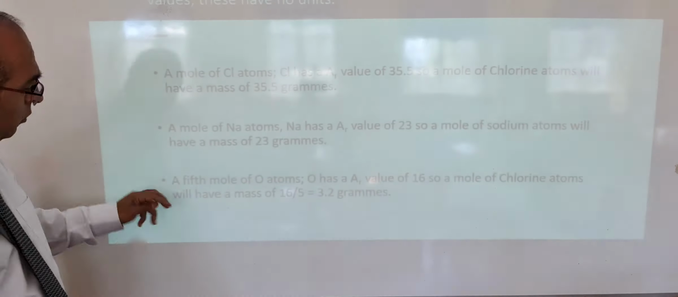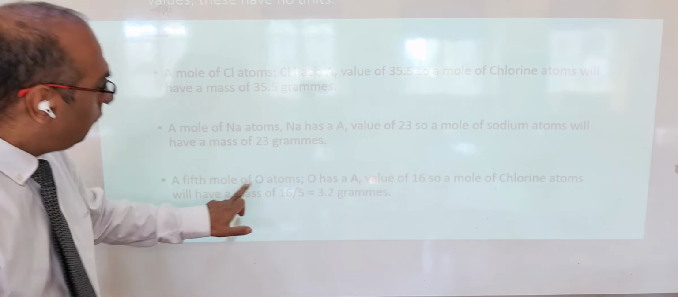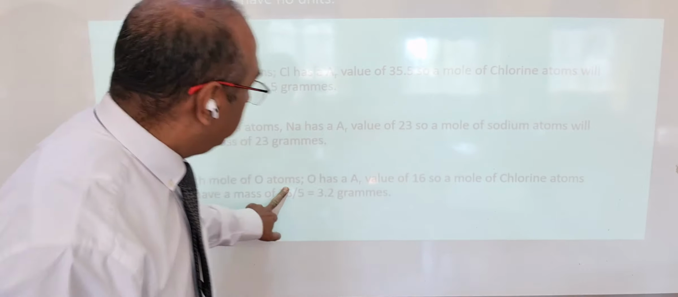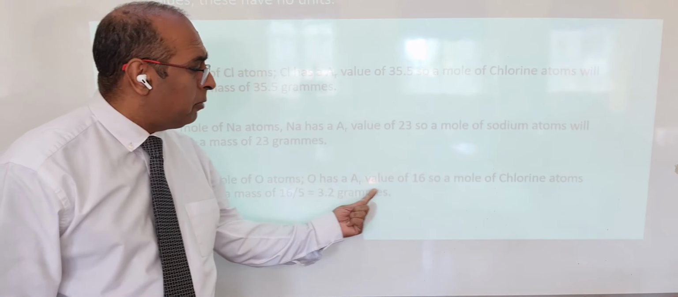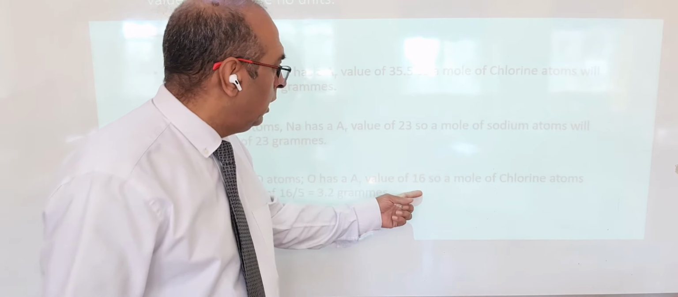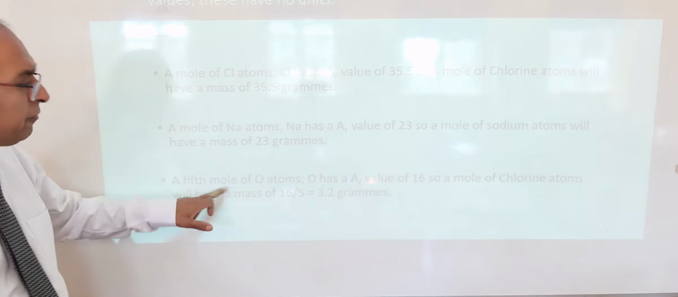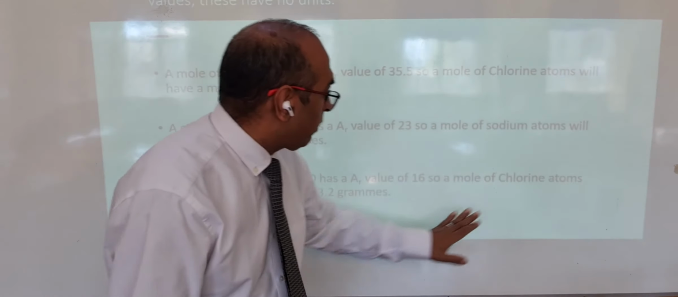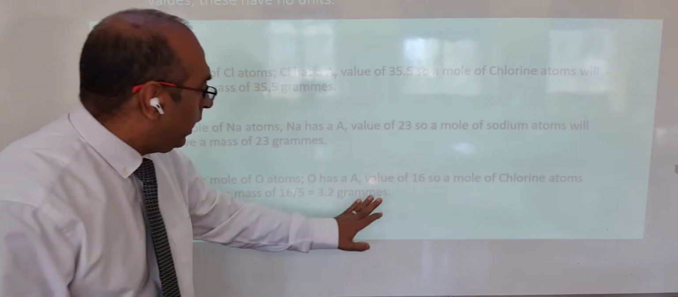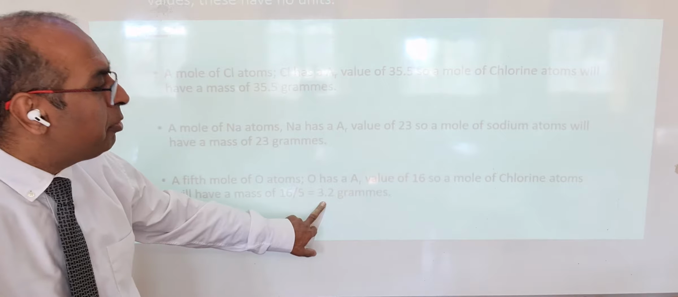And how about a fraction? Well, what about a fifth? A fifth of a mole of oxygen atoms. Well, find oxygen on your periodic table. Oxygen's got a relative atomic mass value of 16. So your periodic table will tell you it's 16. And that would be 1 mole would weigh 16 grams. But we want a fifth of a mole. So a fifth of a mole of oxygen atoms will weigh 16 divided by 5, which is 3.2 grams.